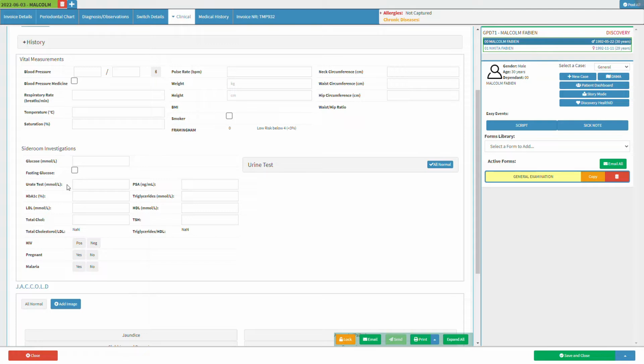Uric acid is a chemical that is formed when a patient's body breaks down foods that contain purines, which are organic substances. The hemoglobin A1C test determines the average percentage of blood sugar of the patient over the previous 2 to 3 months.